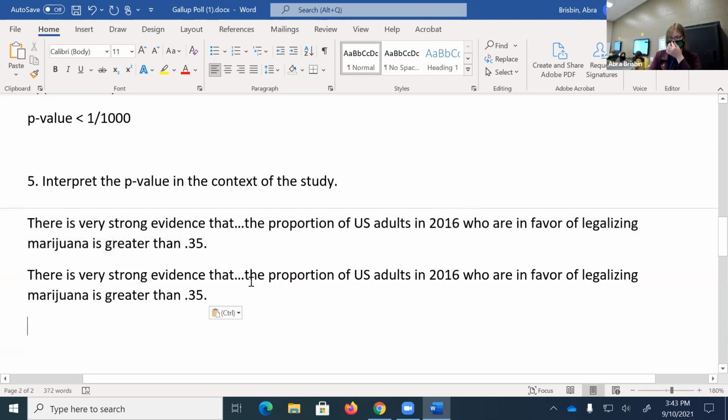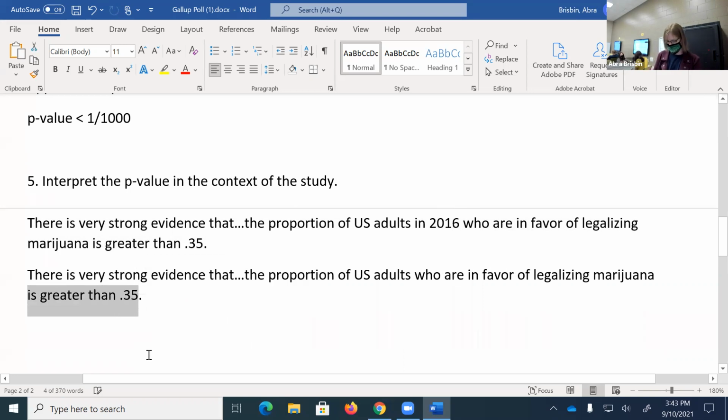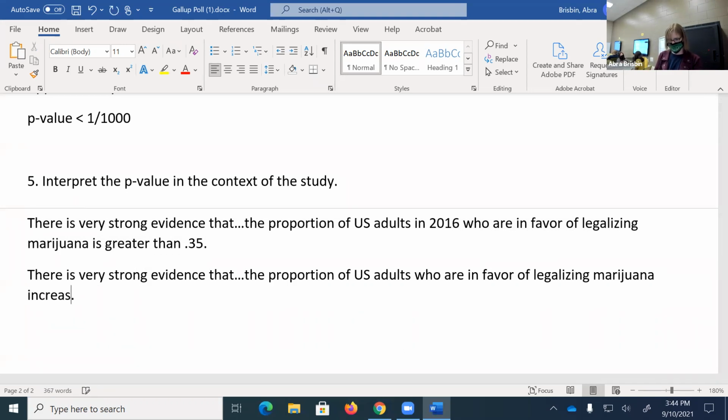Or we could say there's very strong evidence that the proportion of US adults who are in favor of legalizing marijuana increased from 2005 to 2016.